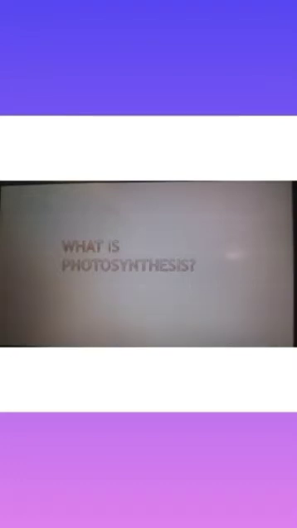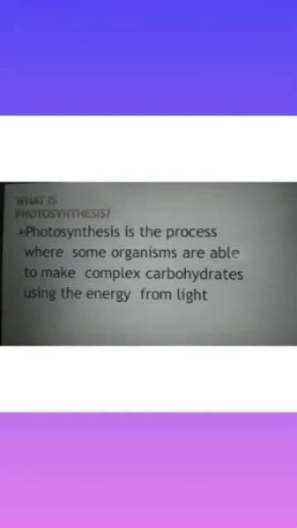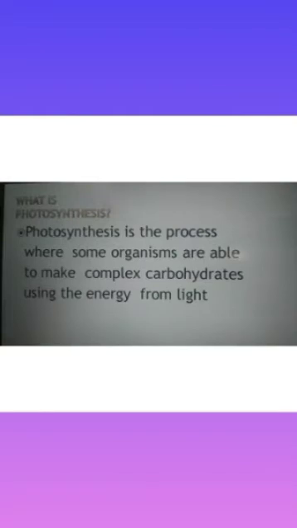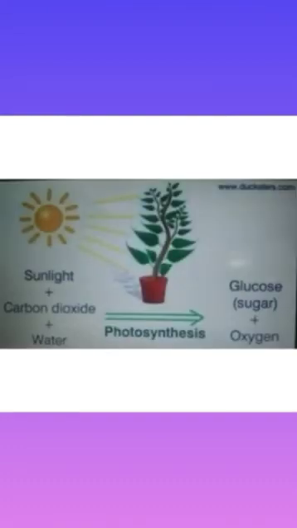Now the question is, what is photosynthesis? If we define it, photosynthesis is a process where some organisms are able to make complex carbohydrates using the energy from light. In the case of plants, we define photosynthesis as the process where light energy is absorbed by the chlorophyll and transformed into chemical energy used in the synthesis of carbohydrates from water and carbon dioxide. Oxygen is liberated in this process, and water and carbon dioxide are used as raw materials.